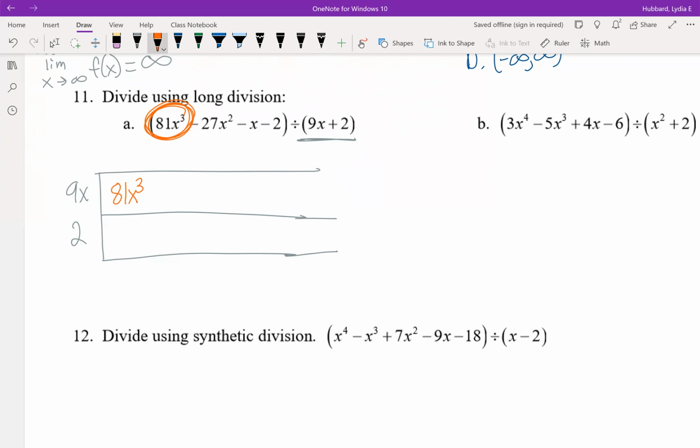So then we say, what does 9x need to multiply by to get 81x to the 3rd? Would have to be 9x to the 2nd. And we can double check that. 9 times 9 is going to give us 81. X squared times x will give us x to the 3rd. Okay, so once we do that, we multiply that by 2 in order to fill out this bottom box, which would give us 18x squared. Okay, so we're good there so far. That finished out our first kind of row. And then we move on to the next one.